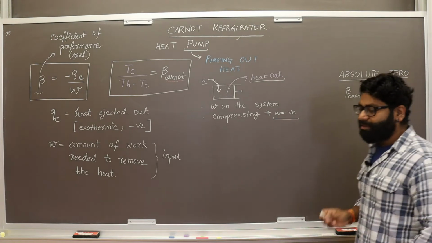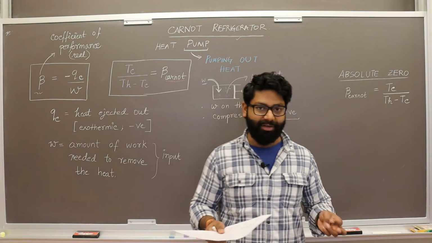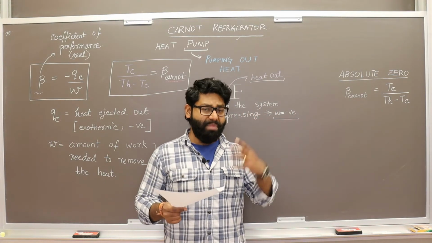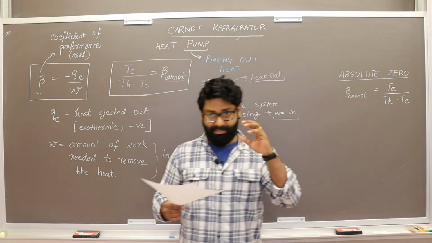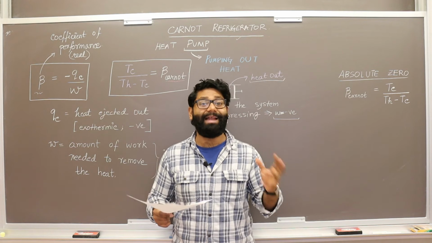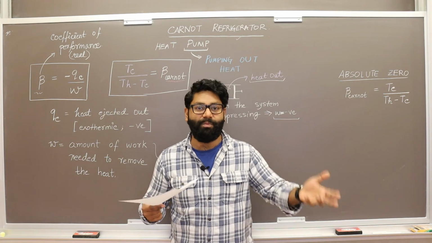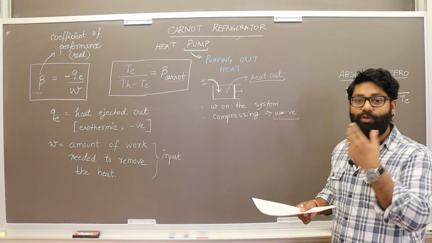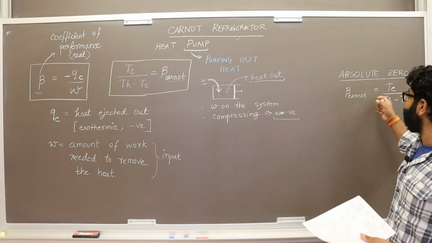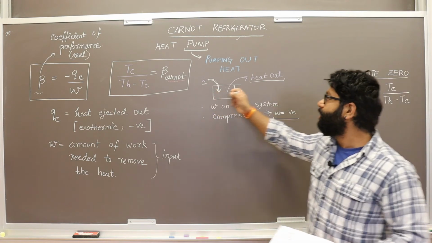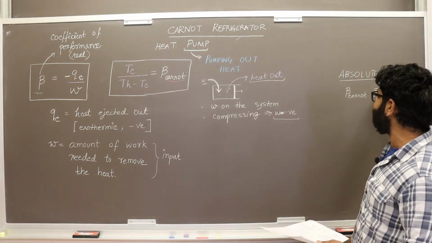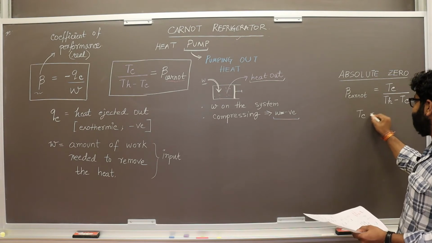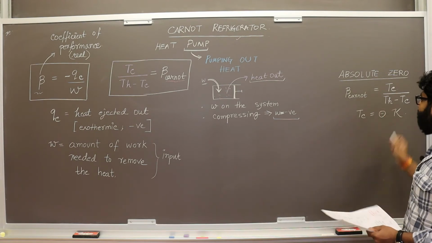Imagine that you are trying to build a refrigerator that is pumping out heat from the system in order to make the Tc, the final temperature of the cold system, 0 Kelvin. So let's assume that you are trying to make that, and we are trying to calculate how much work we need to do in order to do that. Because in order to remove this heat, you need to do some work. So what is the amount of heat needed out? We understand that in terms of the Tc. So we want the Tc to be 0 Kelvin.